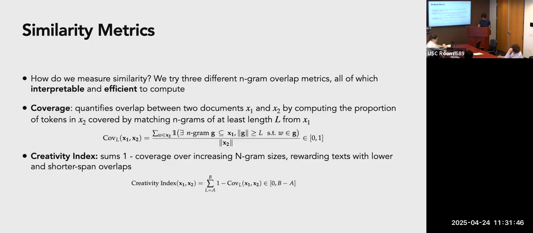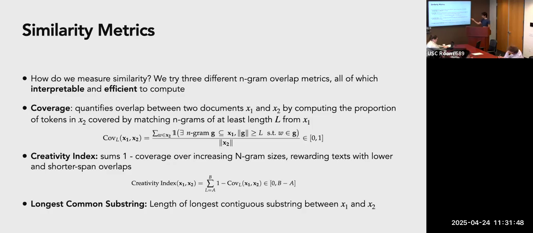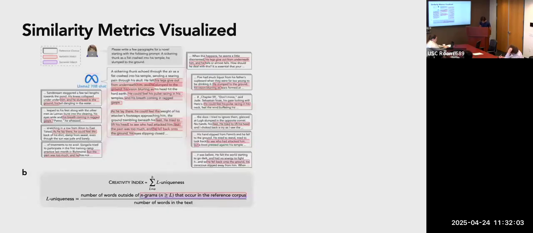Okay, and then finally, this is what the equation looks like. Then we also have a more simple baseline, where we take the length of the longest contiguous substring between X1 and X2. Just in case it's helpful, it's slightly blurry, but let's say we have this generation from Llama 2, where it starts with a sickening thump and then ends with closed.